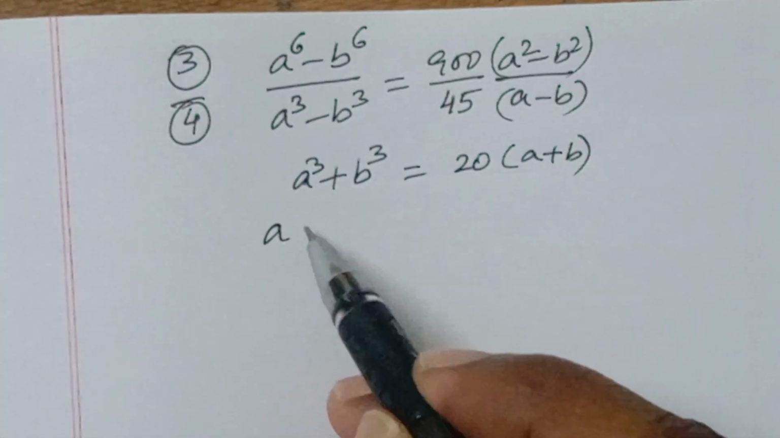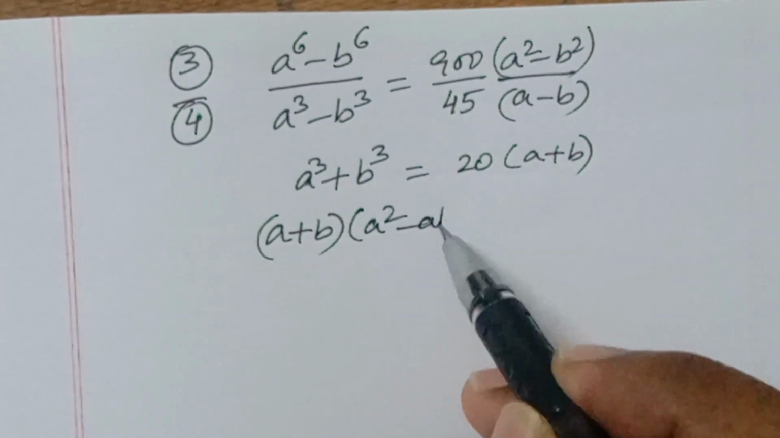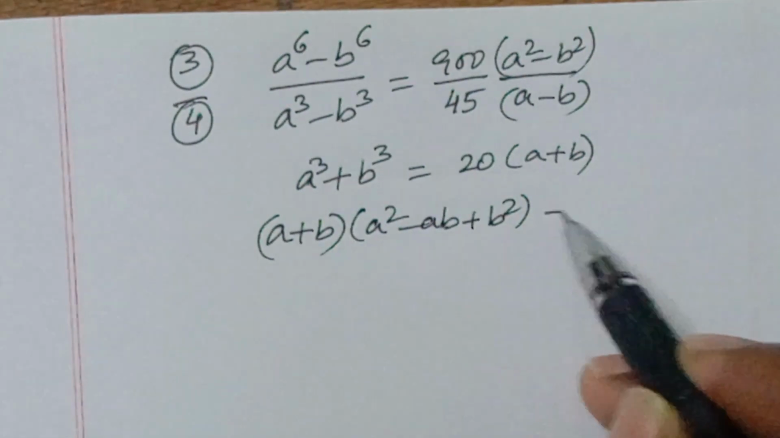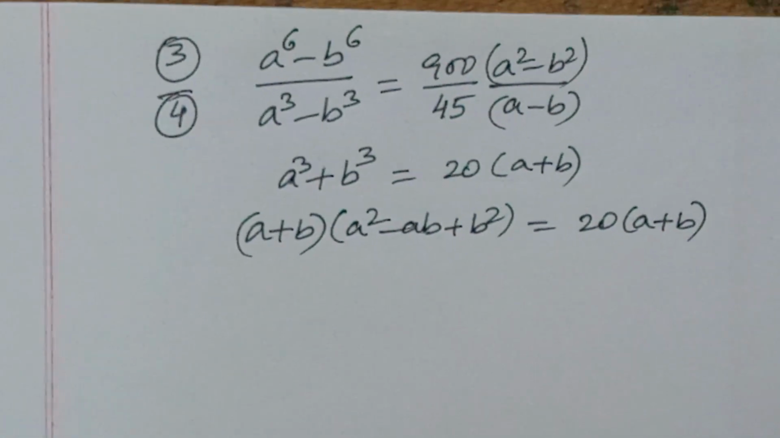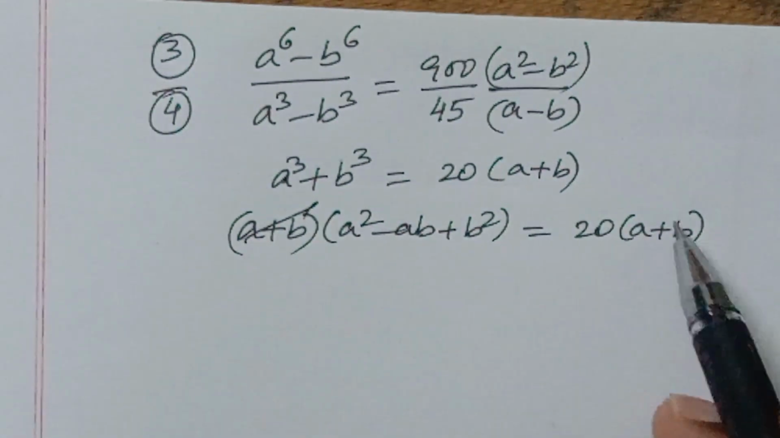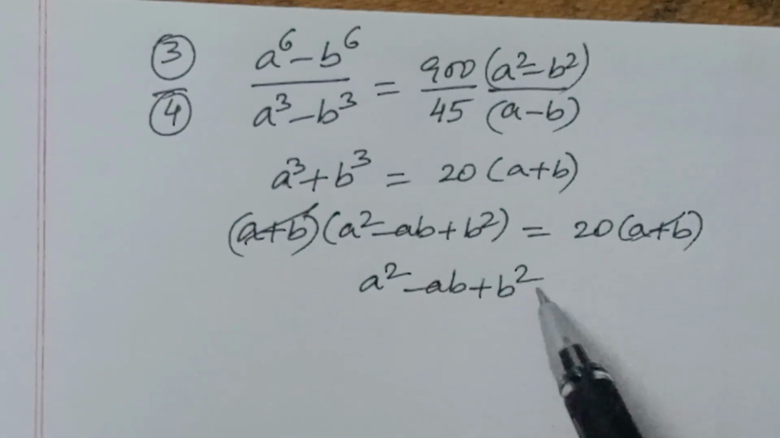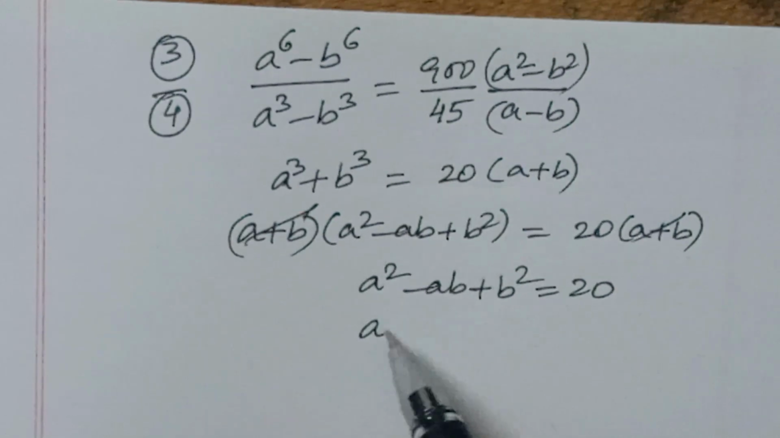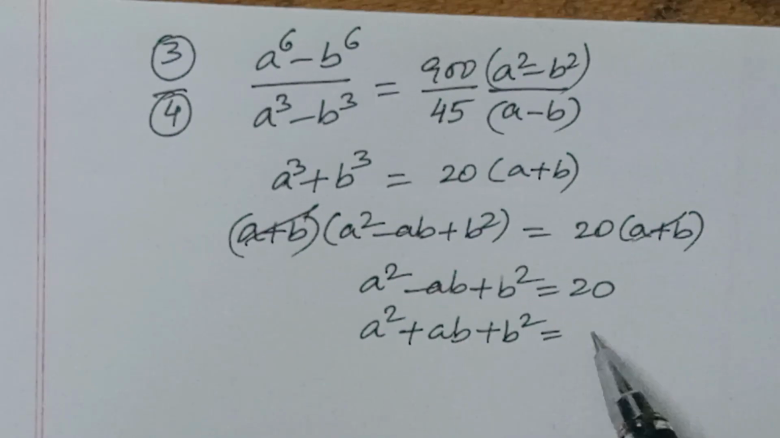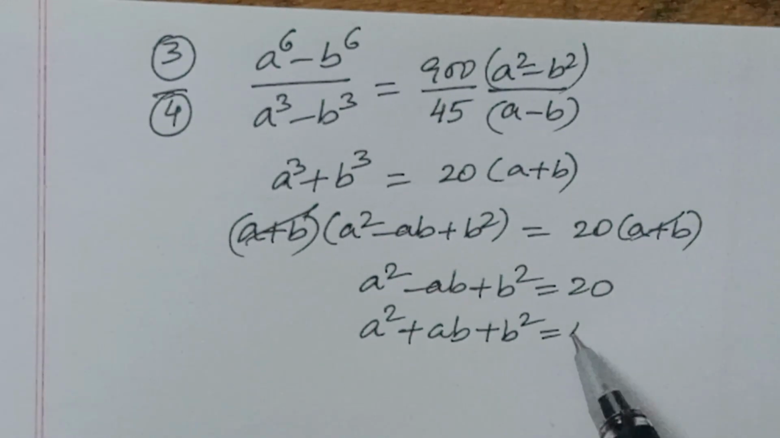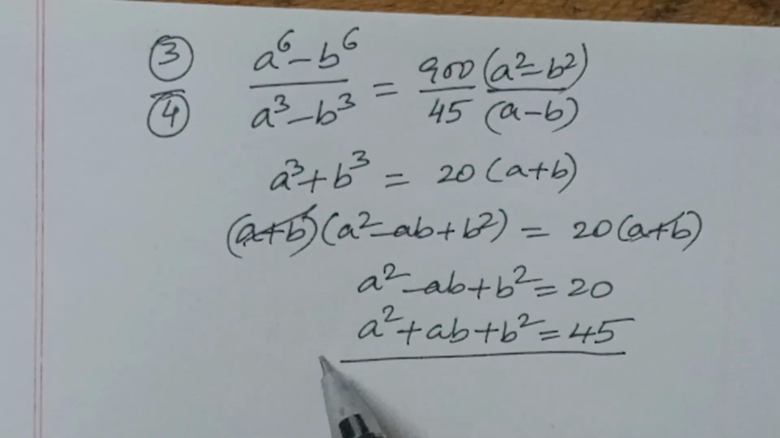So a cube plus b cube can be written as a plus b into a square minus ab plus b square, which is equal to 20 into a plus b. So here a plus b gets cancelled. A square minus ab plus b square equal to 20. The second equation, a square plus ab plus b square is equal to 45.